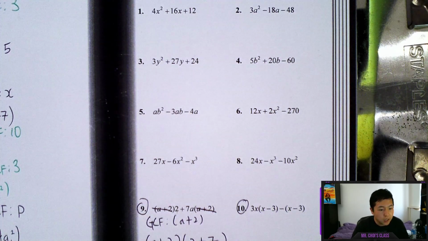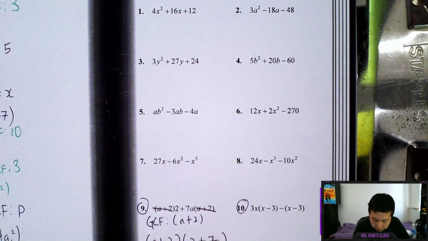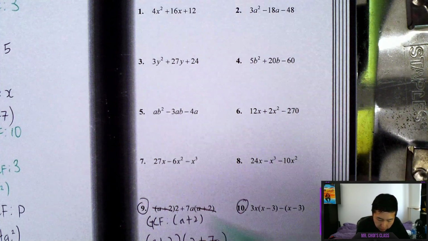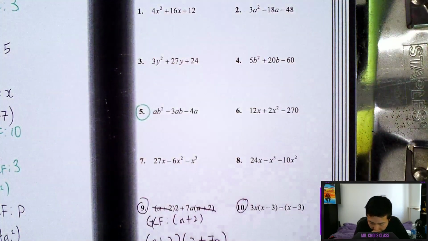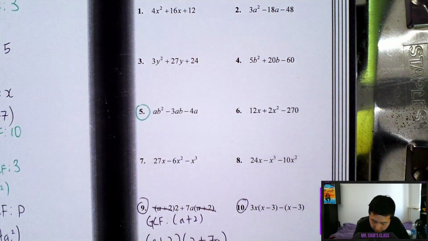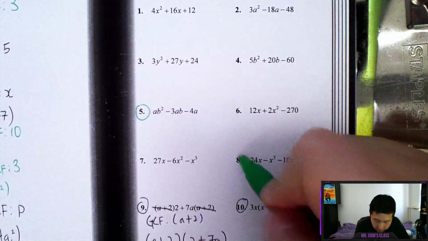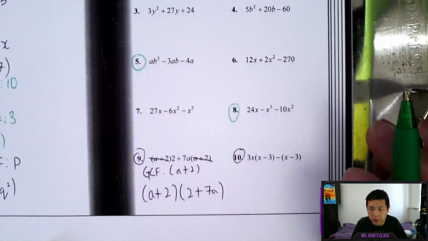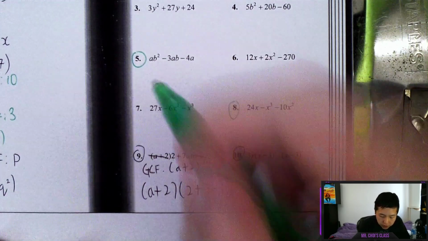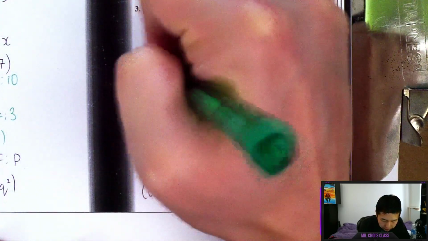Okay, then I'll pick 2 questions and then we will get those done. So let's pick something with variables in it. So let's do 5 and let's do 8. So we'll do 5, 8, and 10. How about that? Okay, so first let's figure out the GCF.